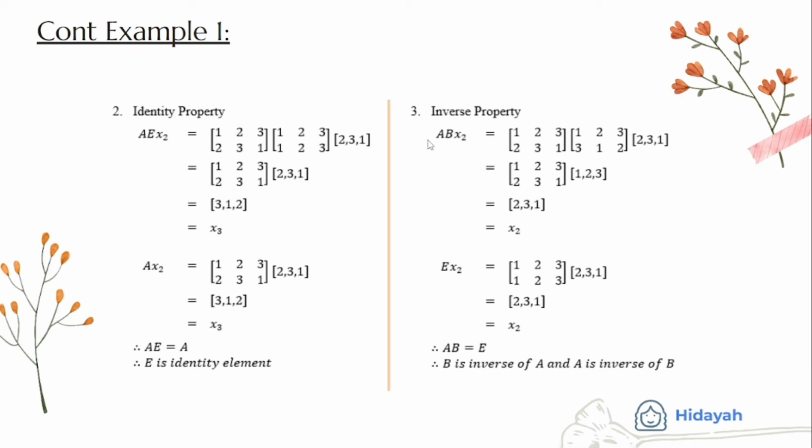For the third condition, which is the inverse property, we choose the operation a b x2, where this is a, this is b, and this is x2.